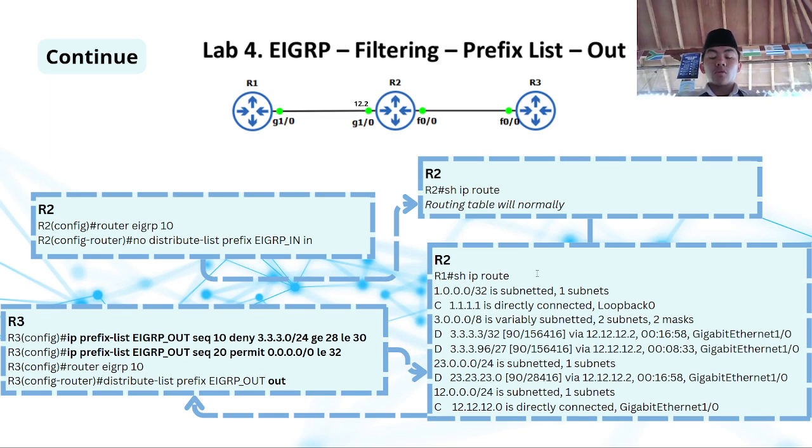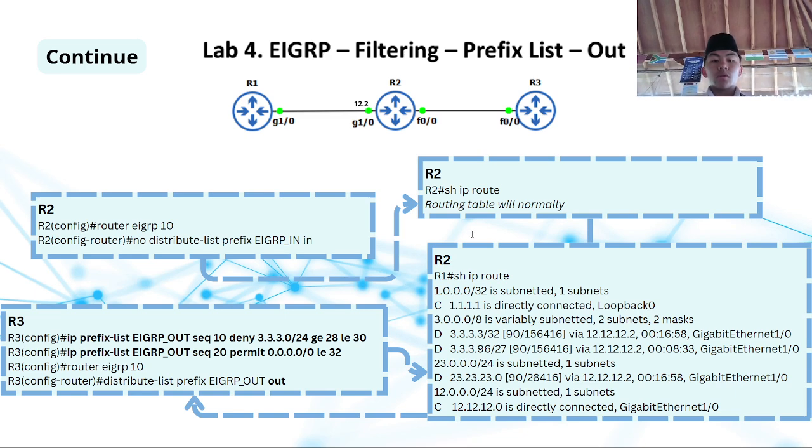In this video I want to continue to the next labs, lab 4 and lab 5. Lab 4 is about prefix list out. In the first picture, the topic is EIGRP filtering using prefix list out. We have three routers, router 1, router 2, router 3. EIGRP is running between them.